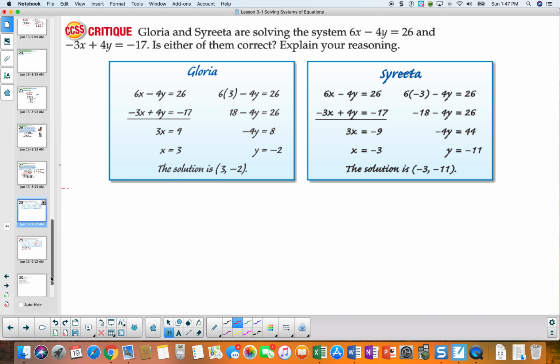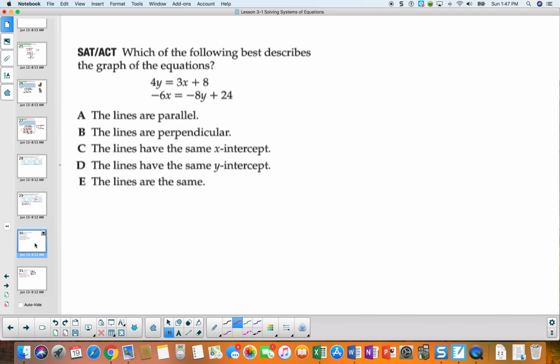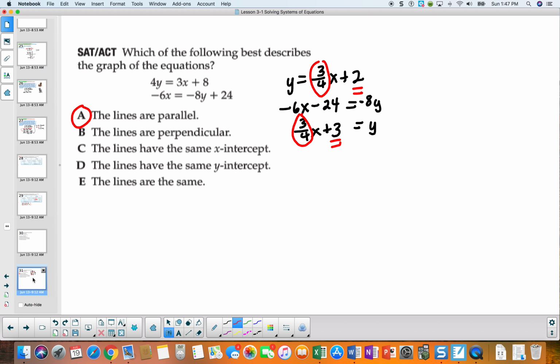Pause, and here's the answer. Let's take a look at one more. Please pause. And here's the answer. Notice that the slopes were the same, the y-intercepts were different, so that means that they were parallel.